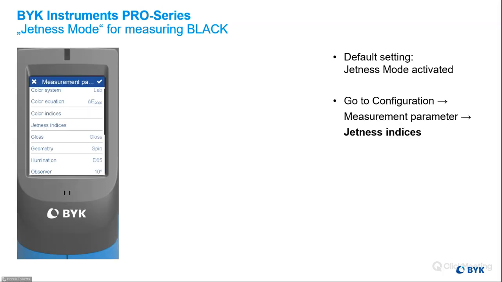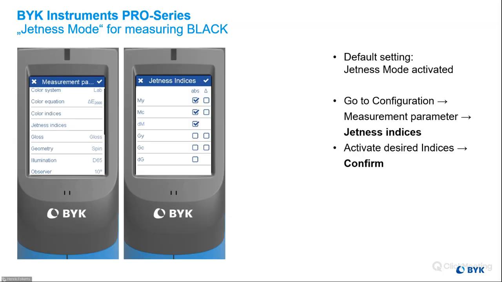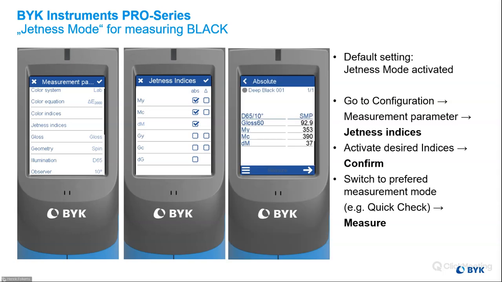Okay, where you can find this jetness mode in instruments, for example, you see here in the firmware, there are a lot of indices available: yellowness indices, whiteness indices, and we call it jetness indices. When you click on it, you can activate those indices and then you get them displayed.